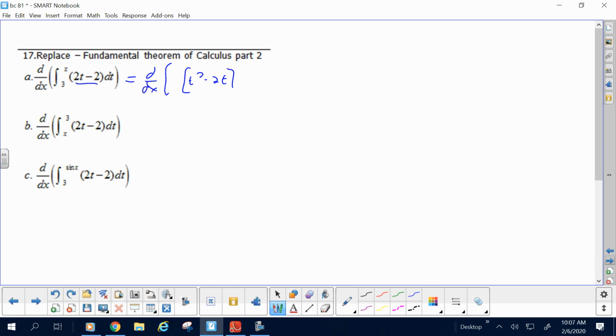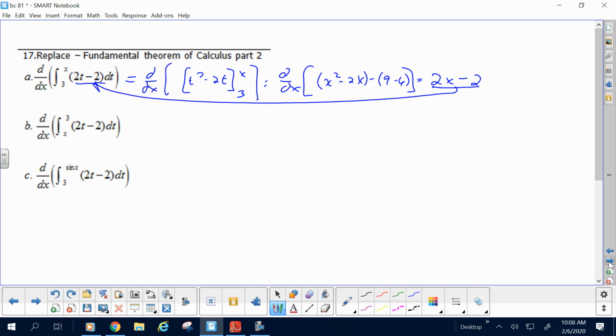And using the fundamental theorem, I would evaluate it at 3, then x, yeah? When I evaluate it at x, I get x squared minus 2x, and when I evaluate it at 3, I get 9 minus 6. All right, now I'm going to take the derivative. What's the derivative of x squared? 2x, and the derivative of negative 2x is? And what's the derivative of 9 minus 6? 0. Okay, so you can see that, yes, sure enough, the derivative and the antiderivative are inverses.